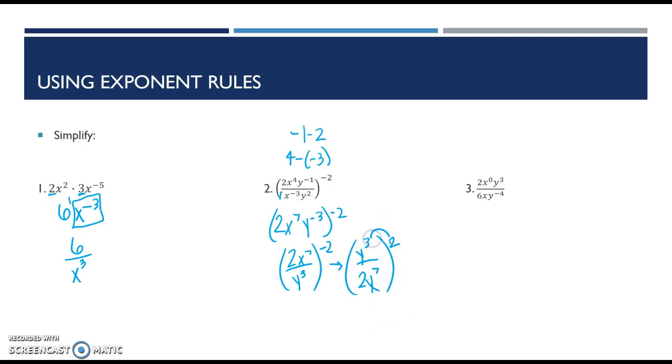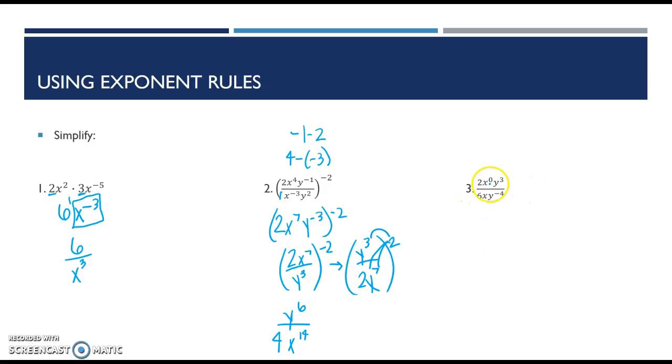And now I can distribute that exponent to everything, including that 2. So y cubed squared, I'm going to multiply. I'm going to get y to the 6th. 2 squared is 4. And x to the 7th squared, 7 times 2, x to the 14th. And that's as far as I can go. Again, there were so many different routes you could have taken. You could have started with the negative 2, and even when you got here, I could have just distributed the negative 2 first and then worried about my negatives.